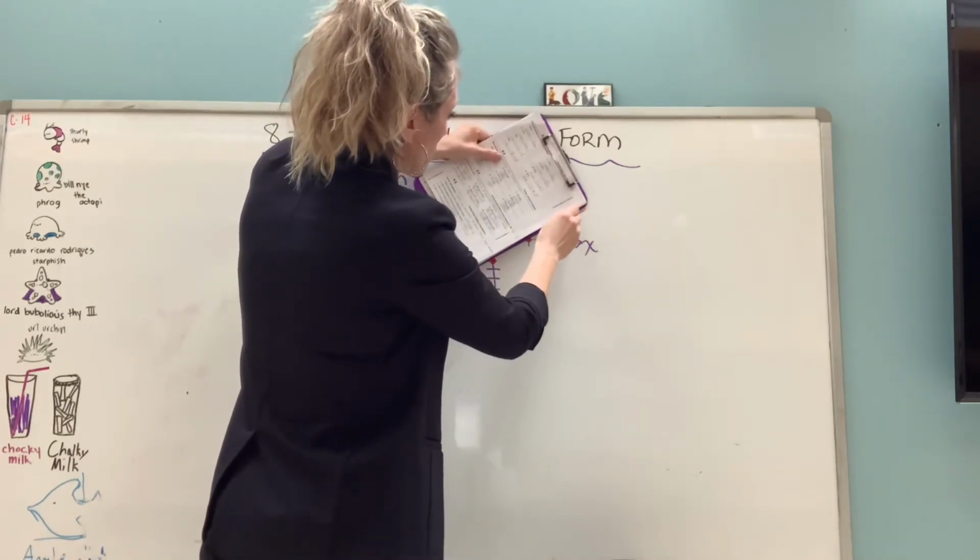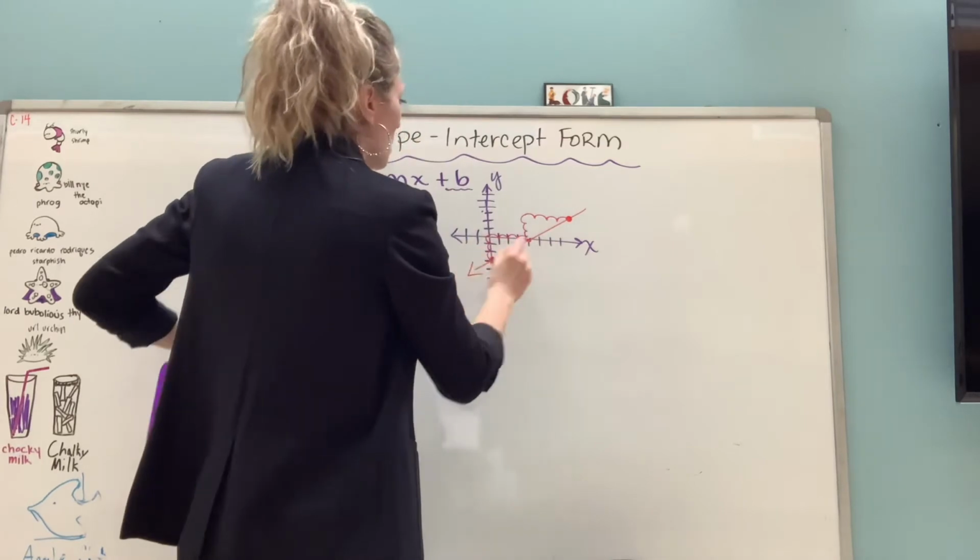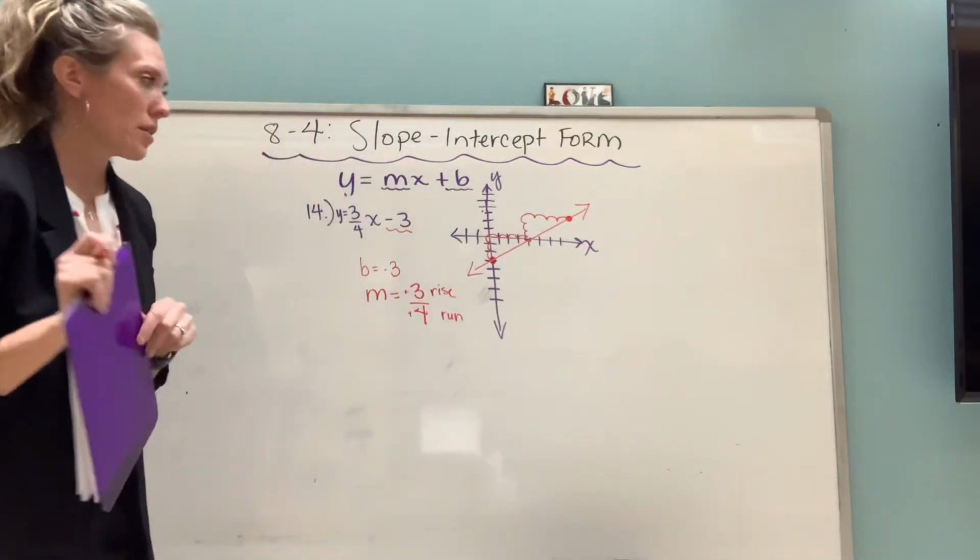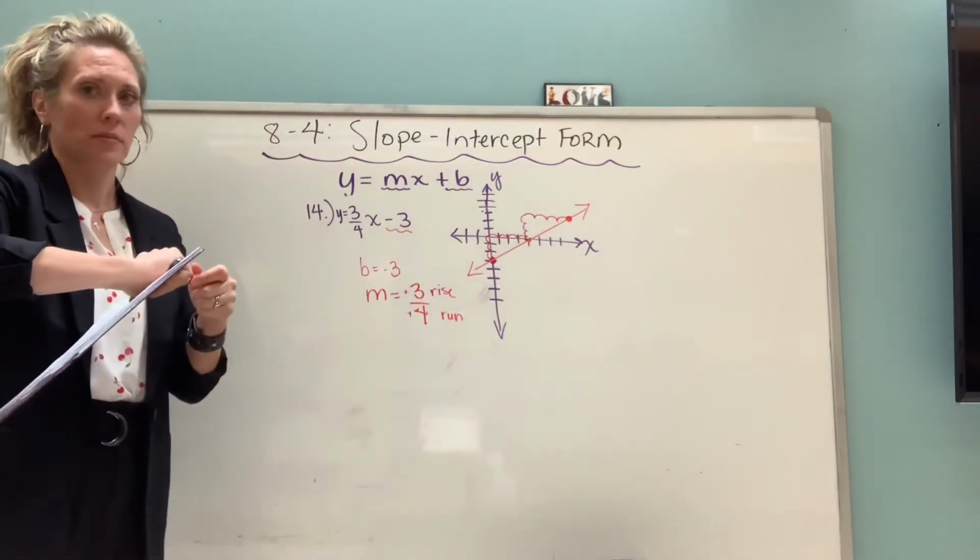Notice that my line goes through all the points. And I draw my arrows, and now I am done with my graph. Okay?